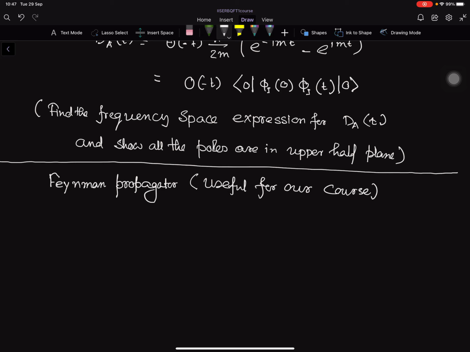And the Feynman propagator. In order to define the Feynman propagator, it's useful to first define something called time ordering. So what is time ordering of two operators? This is the notation for time ordering: T of phi_I(t1) phi_I(t2).